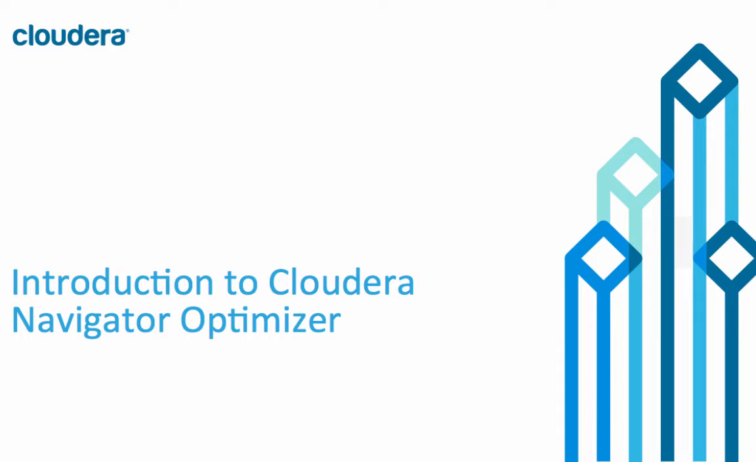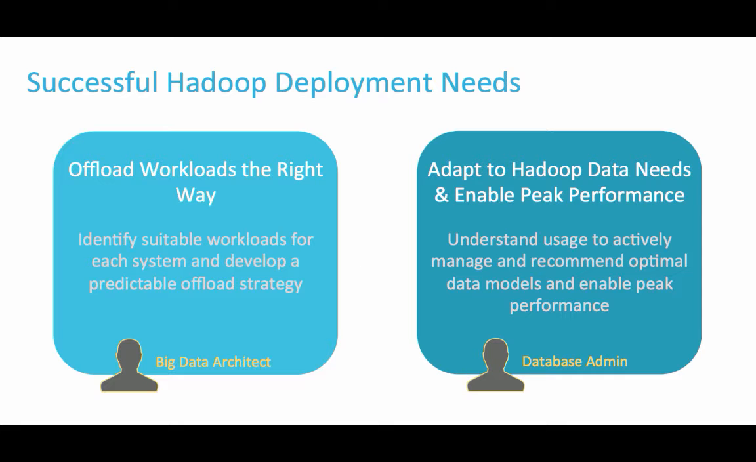Cloudera Navigator Optimizer is the newest addition to Cloudera Enterprise, providing active data optimization for Hadoop success. Cloudera Navigator Optimizer provides the right visibility for successful Hadoop deployments.